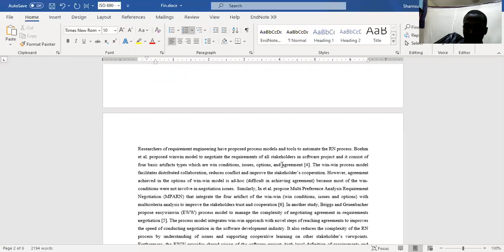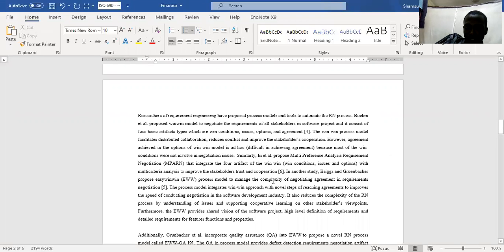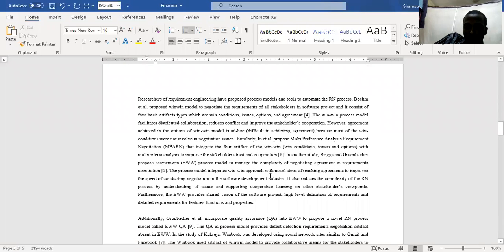Boehm et al. proposed the win-win negotiation model that uses artifacts: win conditions, issues, and options. It supports and facilitates distributed collaboration and reduces conflict among stakeholders. Moreover, MFAN was proposed, which integrates artifacts of win-win with multi-criteria analysis to improve stakeholders' trust and communication. Another study by Briggs and Bush proposed a win-win process model, which is used to manage complexity of negotiated requirements.